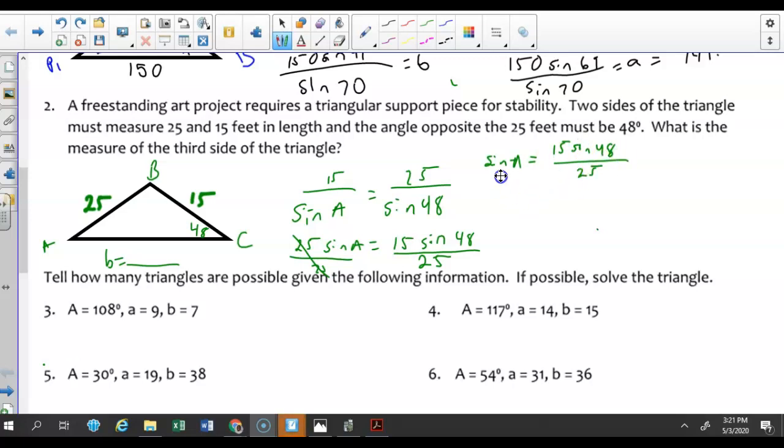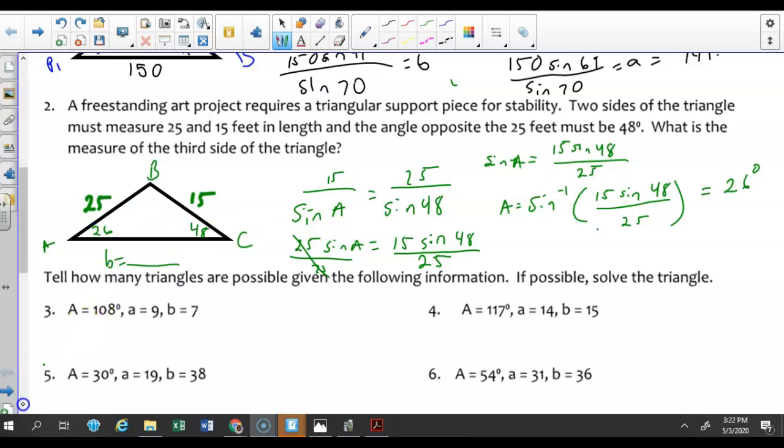And now all we've got to do is find the inverse. Since we can't take sine of A, we're going to find the inverse. So A is going to equal the sine inverse of everything on this side: 15 sine of 48 divided by 25. And when we do that, that is going to give me 26 degrees. So this is 26 degrees.